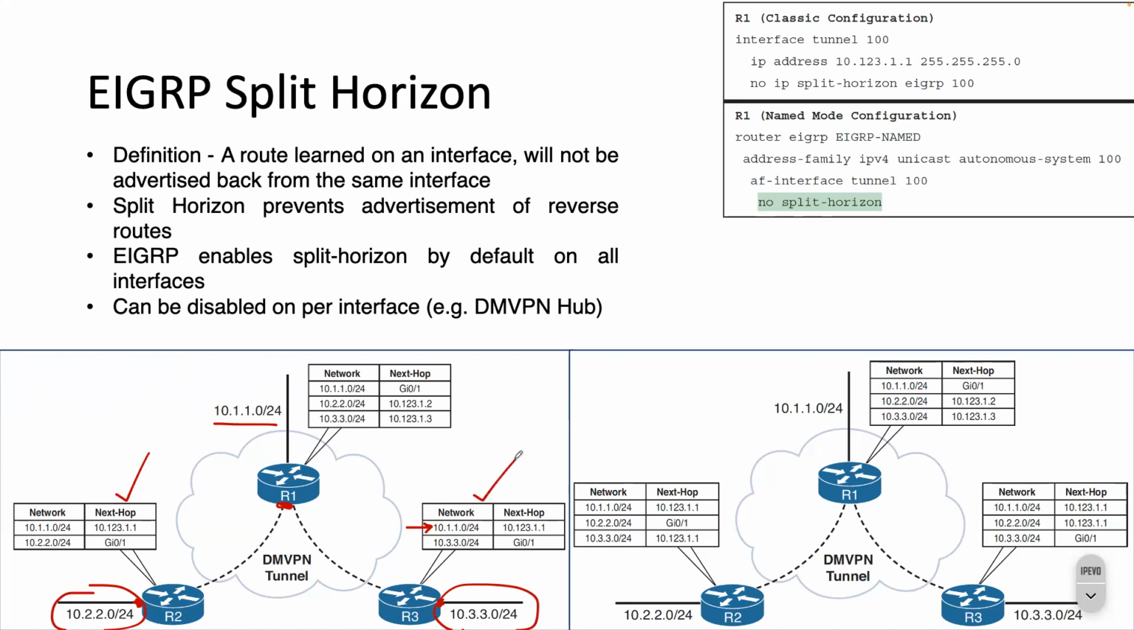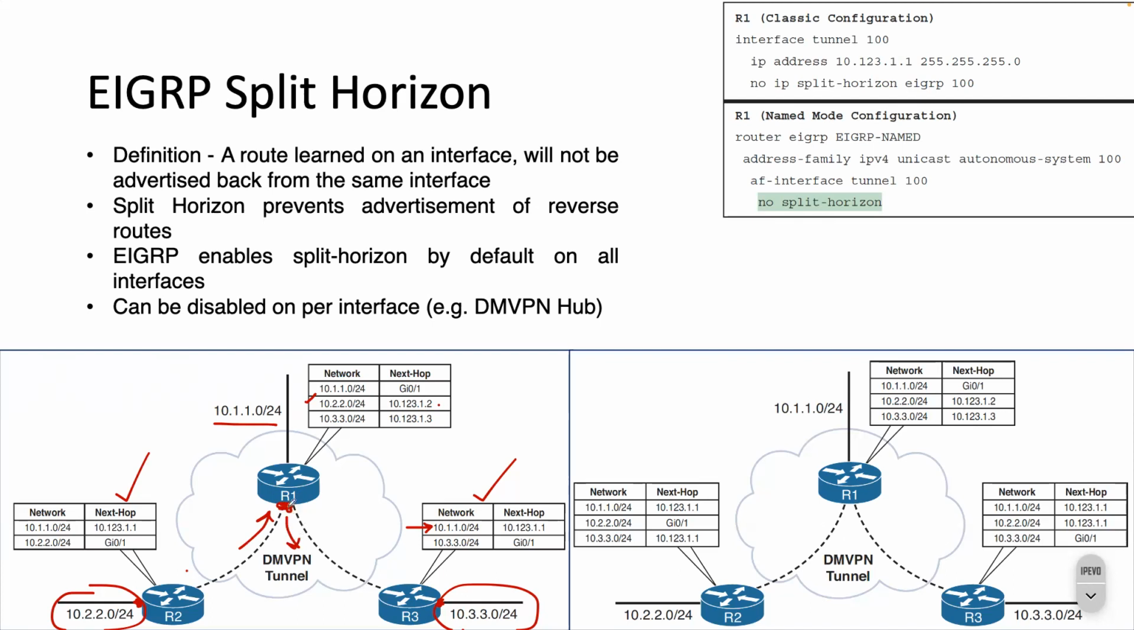Why is it not there? Because of the split horizon rule. R1 learned this route 10.220 using Gig 0, this interface only, and whatever it has learned, it will not send back via the same interface.